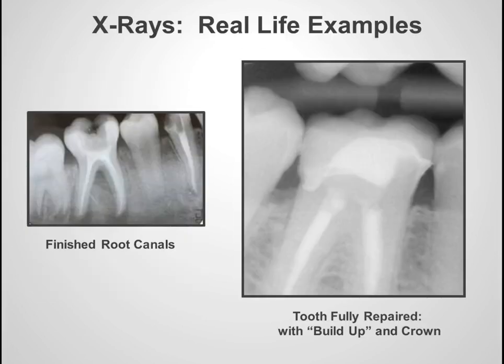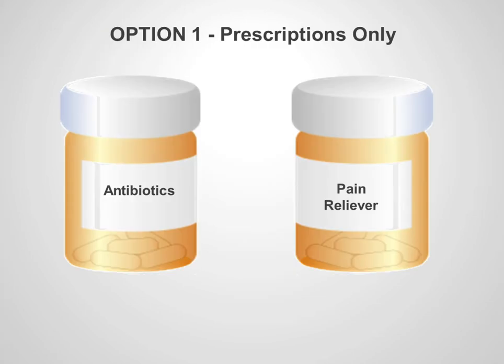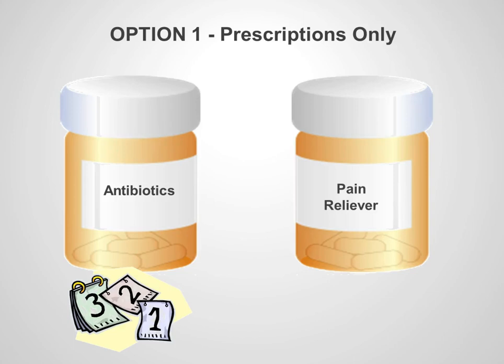Here are real-life examples of repaired teeth as they show up on an X-ray. Now that you know what is ultimately required to repair your tooth, let's review what we can do to relieve your pain now. Today we have 3 options. Option 1 is prescriptions only. An antibiotic will relieve the infection that is surrounding the tooth. It typically takes 2 to 3 days on antibiotics before you will really notice relief. While you're waiting, you can take a pain reliever.